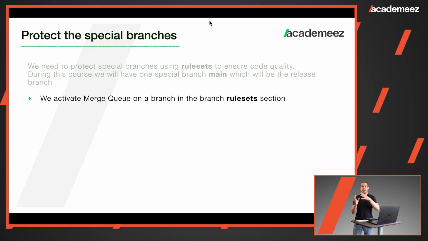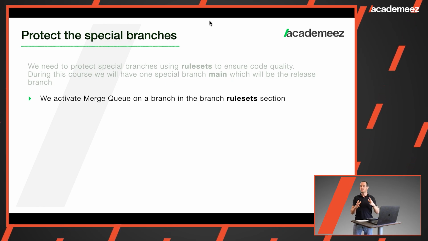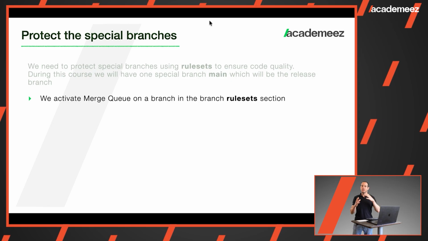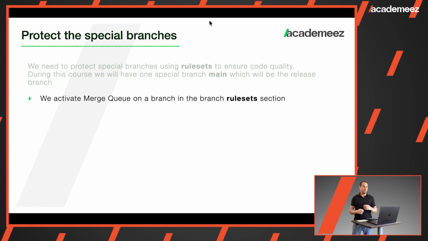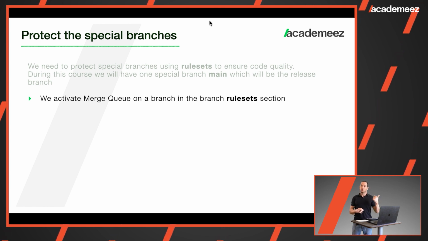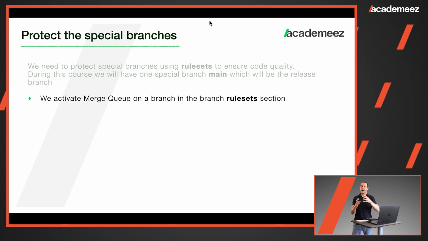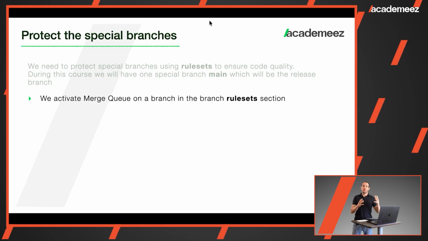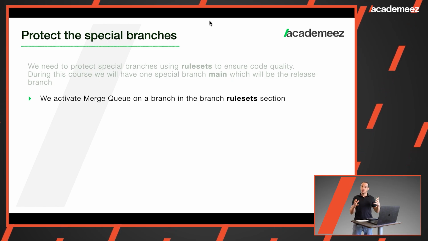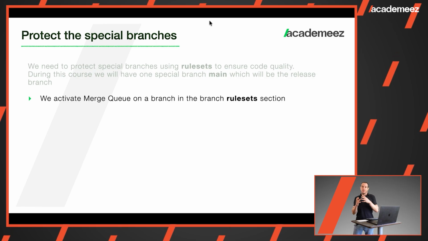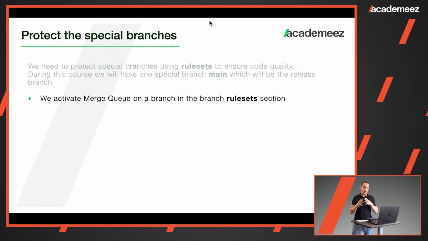Other solutions can have multiple queues for a branch. But in GitHub, if you activate merge queue, you activate it for a branch. For example, we saw that a rule set can also apply to multiple branches. So if you create a rule set that applies to multiple branches and you activate merge queue, you basically activate merge queue for each of those branches in your rule set. So GitHub Merge Queue is connected to a branch.